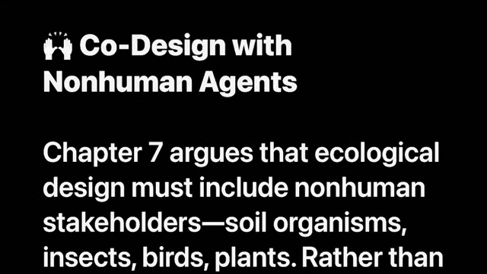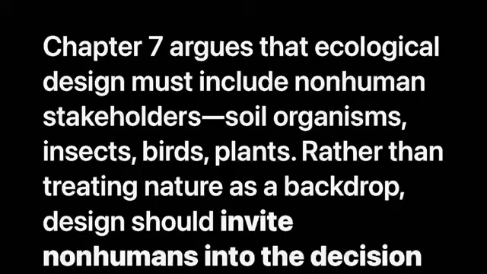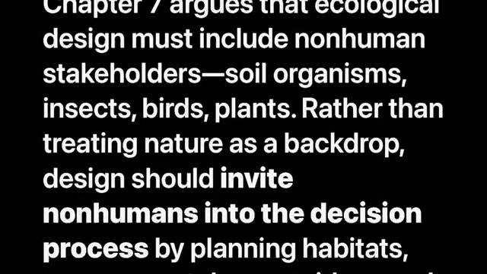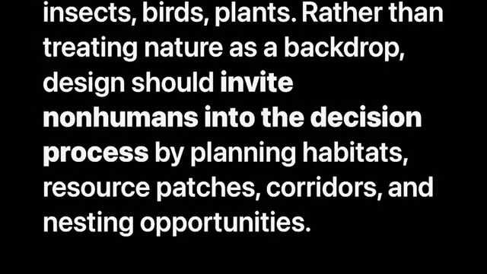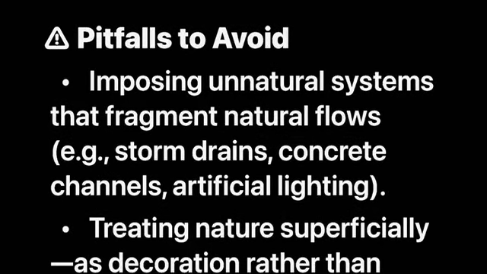Co-design with non-human agents. Chapter 7 argues that ecological design must include non-human stakeholders: soil organisms, insects, birds, plants. Rather than treating nature as a backdrop, design should invite non-humans into the decision process by planning habitats, resource patches, corridors, and nesting opportunities.